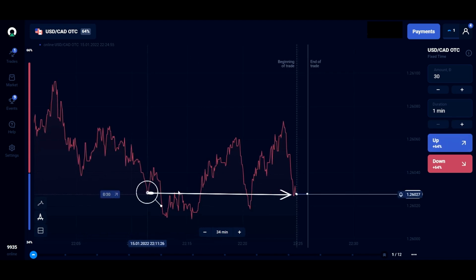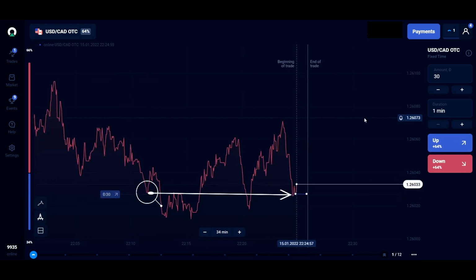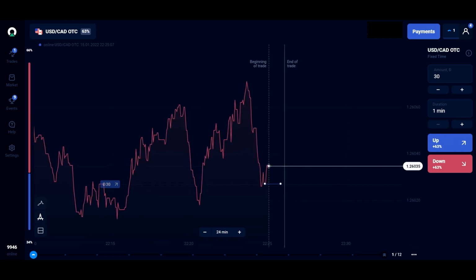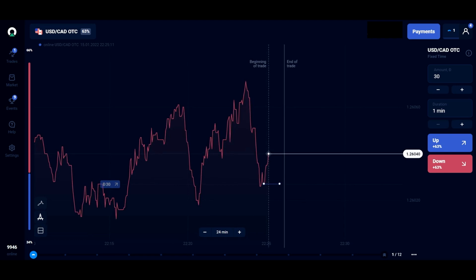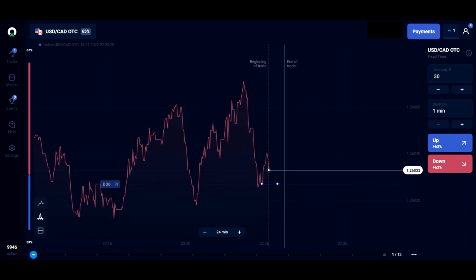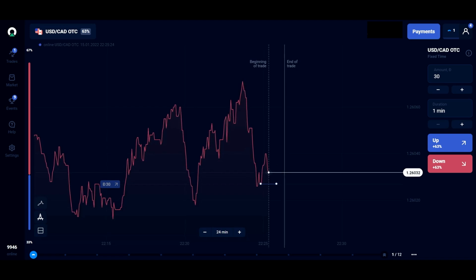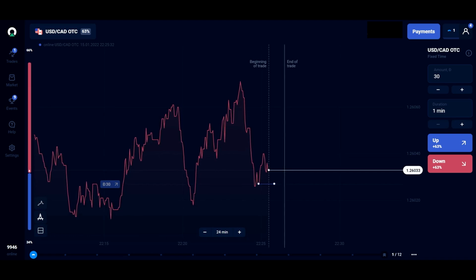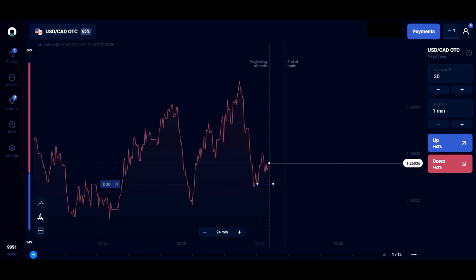All right, traders, we've found another interesting setup. Right now, the price has reached a previous reversal point, and this area is acting as a support level. According to our strategy, this is the perfect place to take a buy trade with 1 minute expiry. Everything lines up well. Now we wait and watch to see if this trade ends in profit or loss.